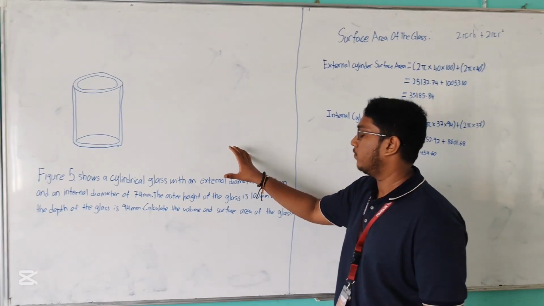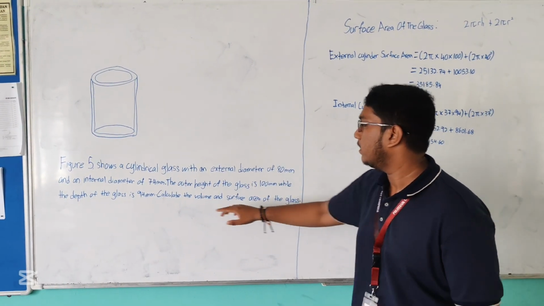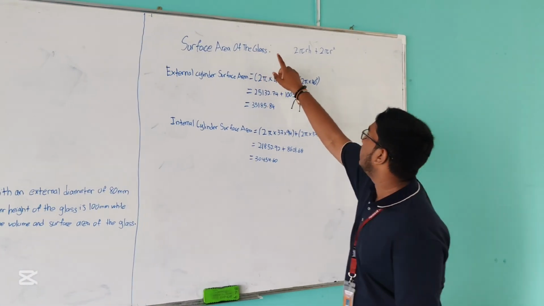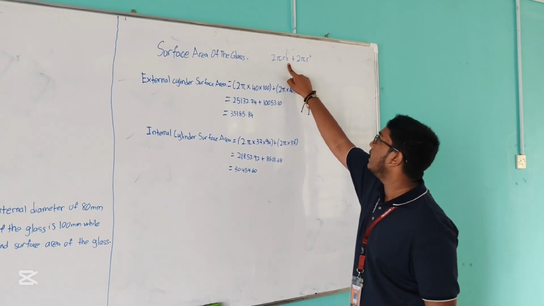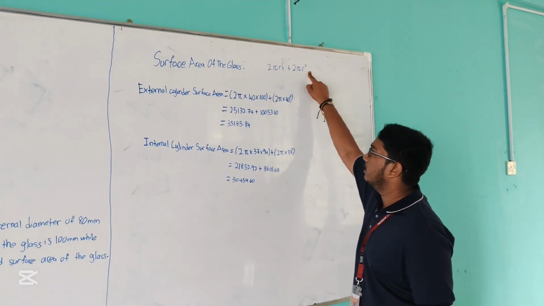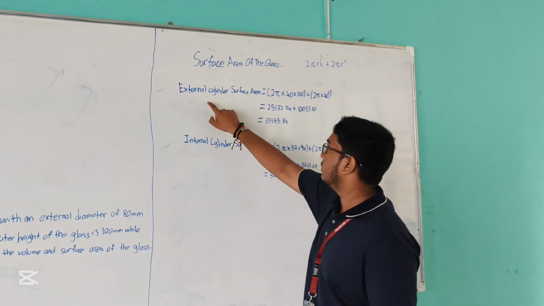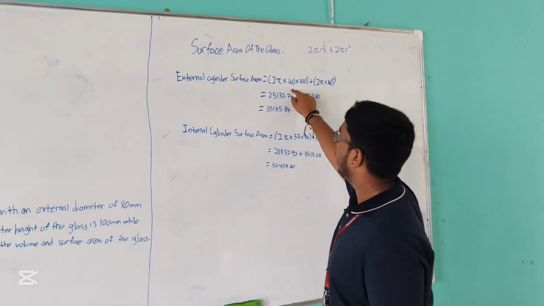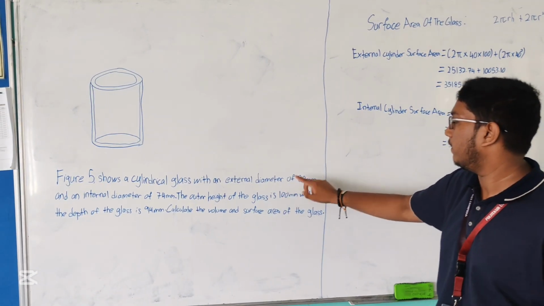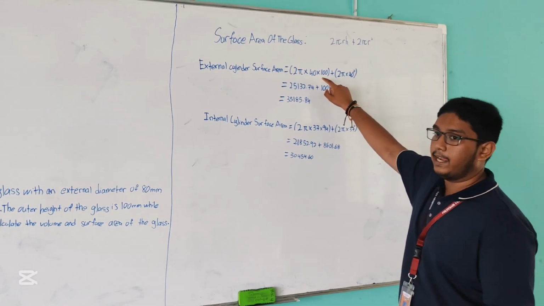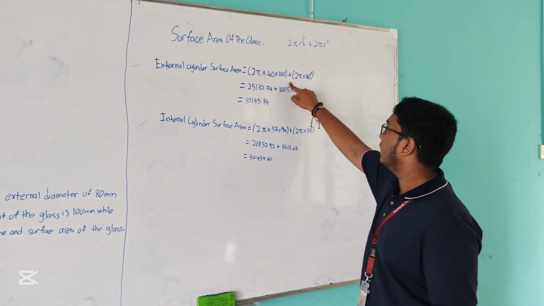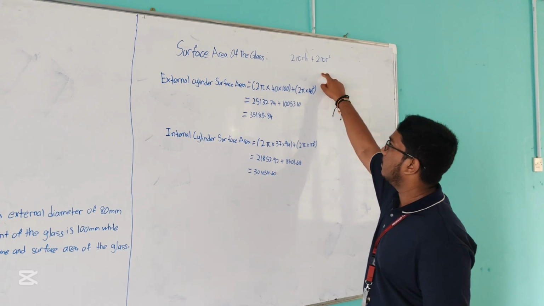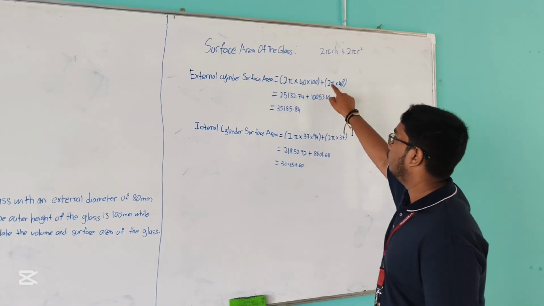So now I have to find the surface area of the glass, the cylinder. We have to find it for the external diameter and the internal diameter also. The formula is 2 pi radius height plus 2 pi radius square. For the external cylinder surface area, 2 pi times 40 times 100. The 40 is the radius, from the diameter of 80 divided by 2, and 100 is the height, plus 2 pi times 40 square. Then both also have to be added.